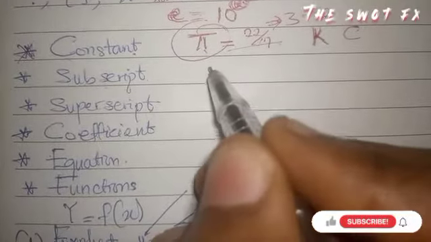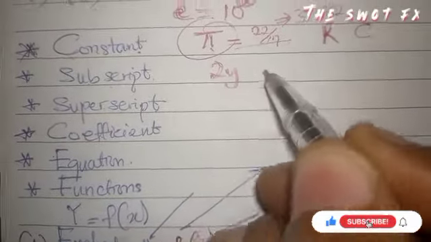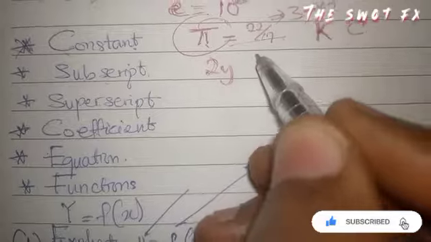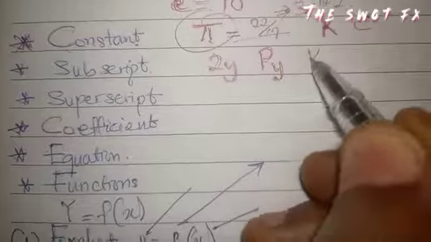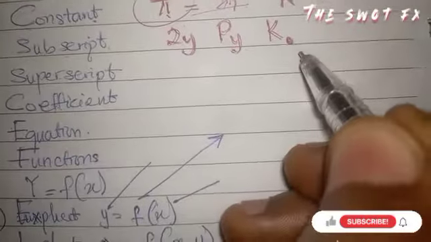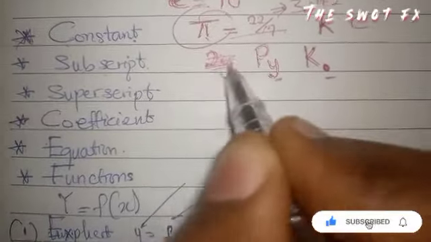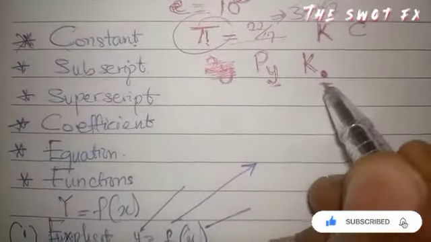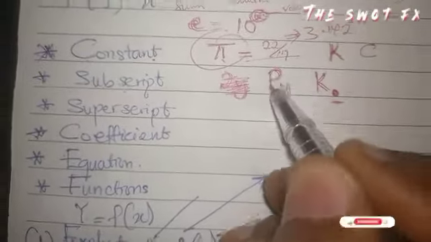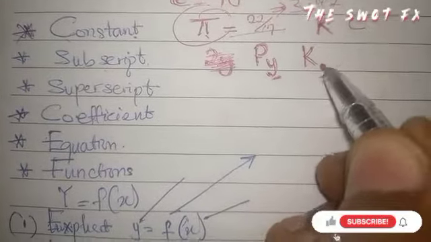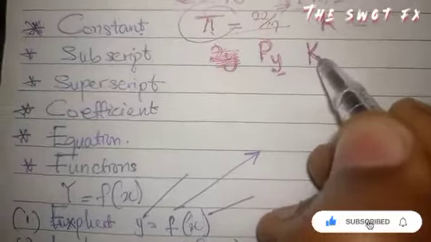Subscript, when I have something like 2y, or I have py, or I have k naught, these are subscripts of their coefficient. Y is a subscript of p. This naught is a subscript of k.